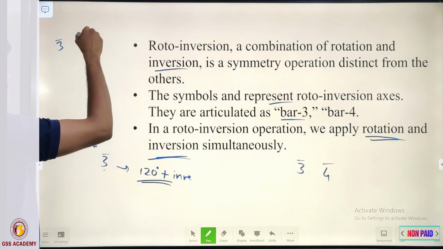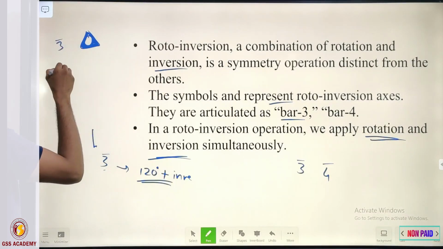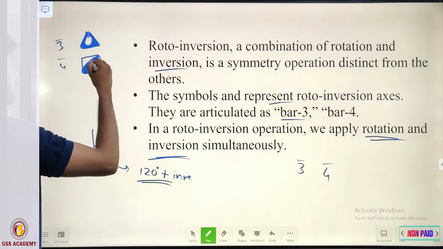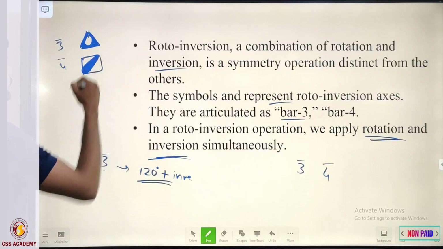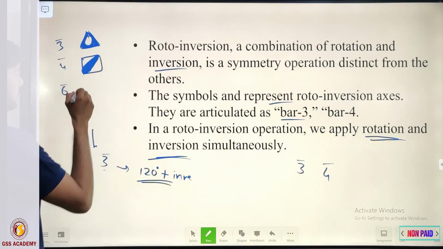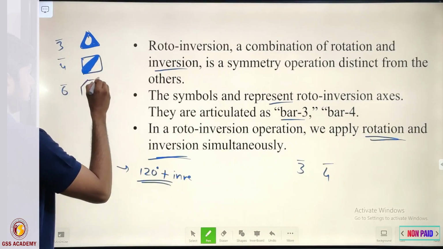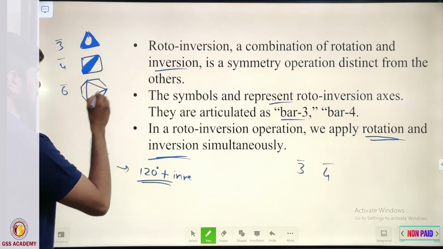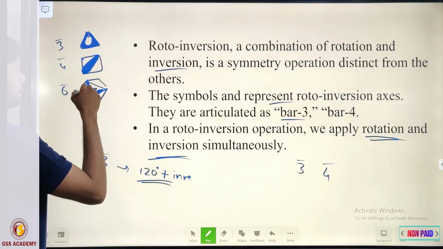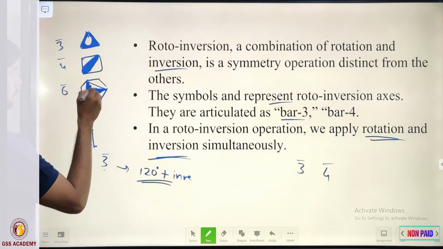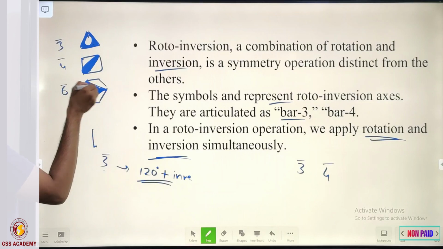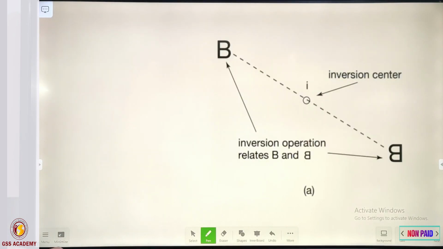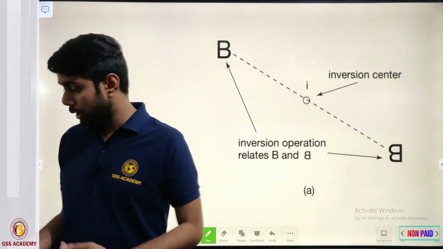This is the proper notation of 3 bar. 4 bar is a circle with a lens inside it, 4 bar is a square with a lens inside it, and 6 bar is a hexagon with a triangle inside it. Okay, so these are the notations for the different roto-inversion axes. After that, I'll explain what roto-inversion axes are.